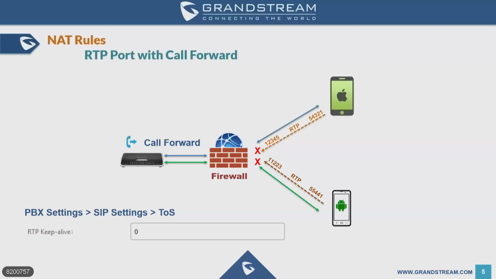And logically, the firewall will reject it, and you will end up with no audio, even if the call is established. So in case you experience this issue, there is a feature in the UCM built specially to allow incoming audio traffic to pass the firewall when you have call forwarding enabled on the inbound routes. This feature is named RTP Keepalive, and it can be configured under PBX settings, SIP settings, TOS. The way this feature works is after the SIP session is established, the UCM will send an RTP Keepalive packet to the IP address and a port number for RTP included in the connection information in the SIP message.